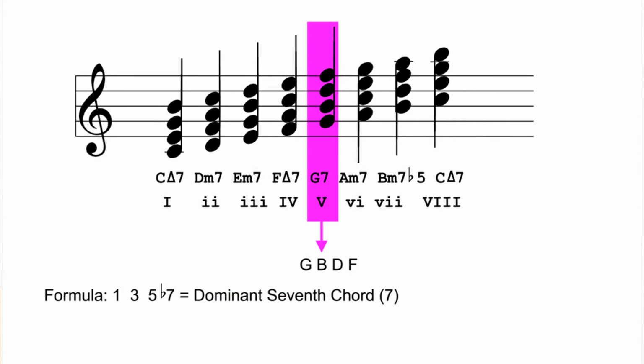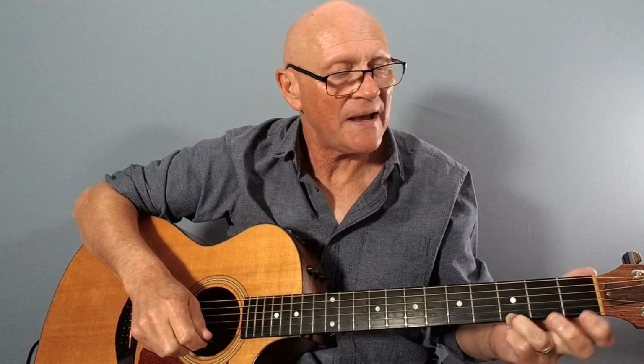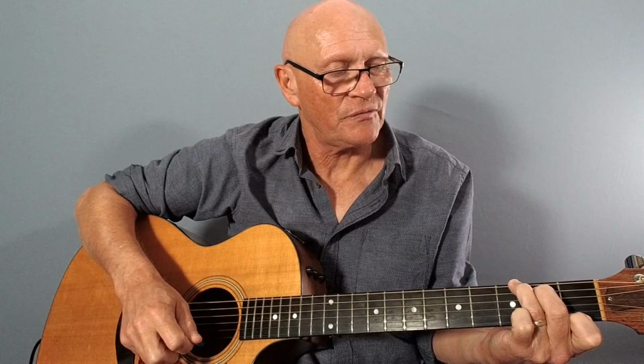Uniquely on the 5th step of the major scale is built the dominant 7th chord, made up of the 1st, 3rd, 5th and flatted 7th notes of the major scale relative to the root, which is G in this key. In normal open position, we generally take the top note of the G chord, the G here, down 2 steps to give us the F, the flatted 7th in the key of G, and that makes our G 7th chord.